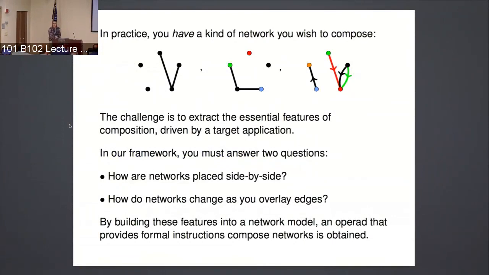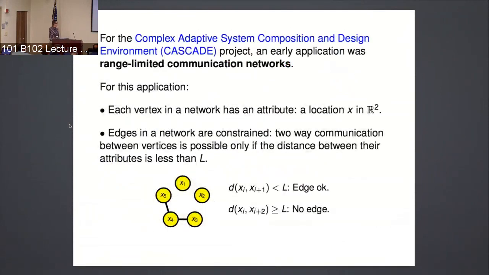So we'll go through some examples coming from this cascade work. This first example was what got this whole ball rolling, and it was for range-limited communication.